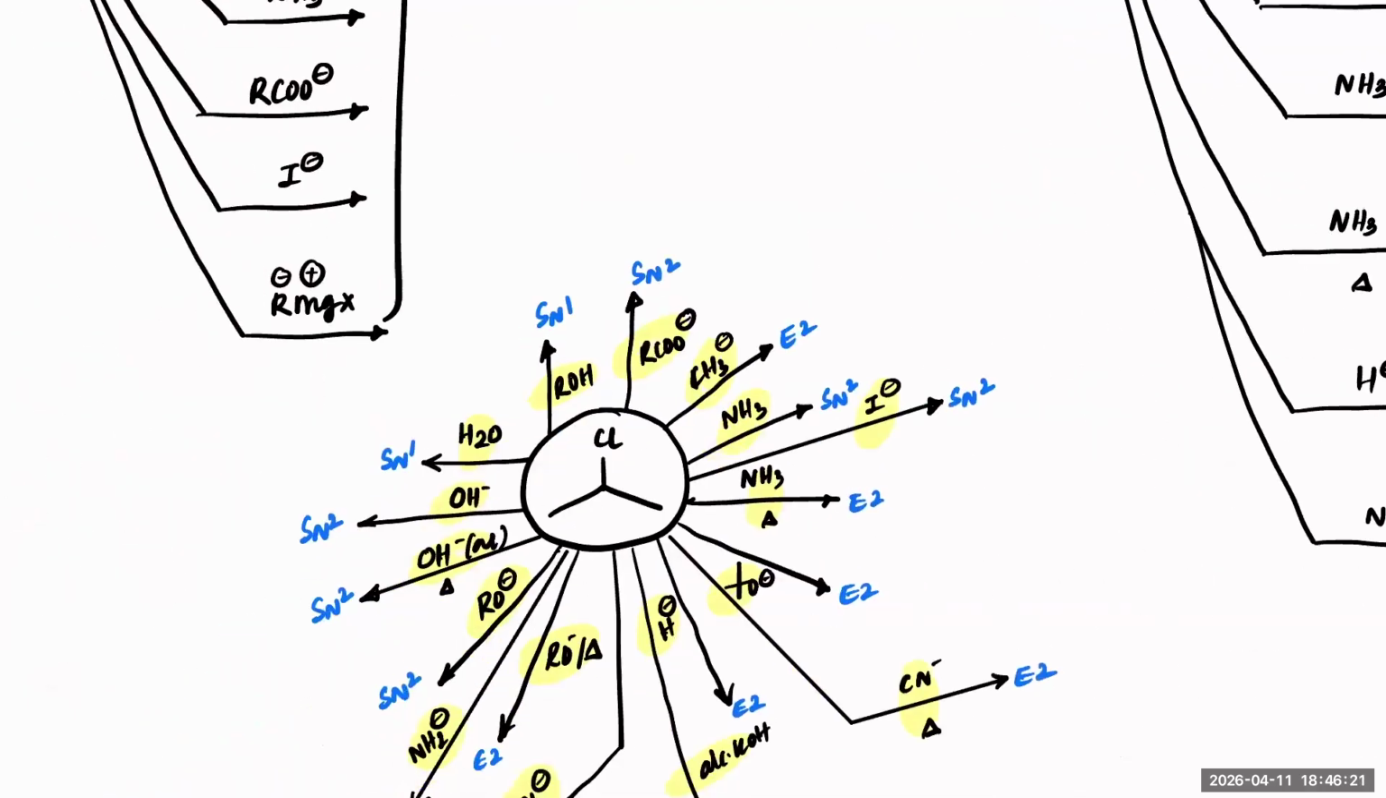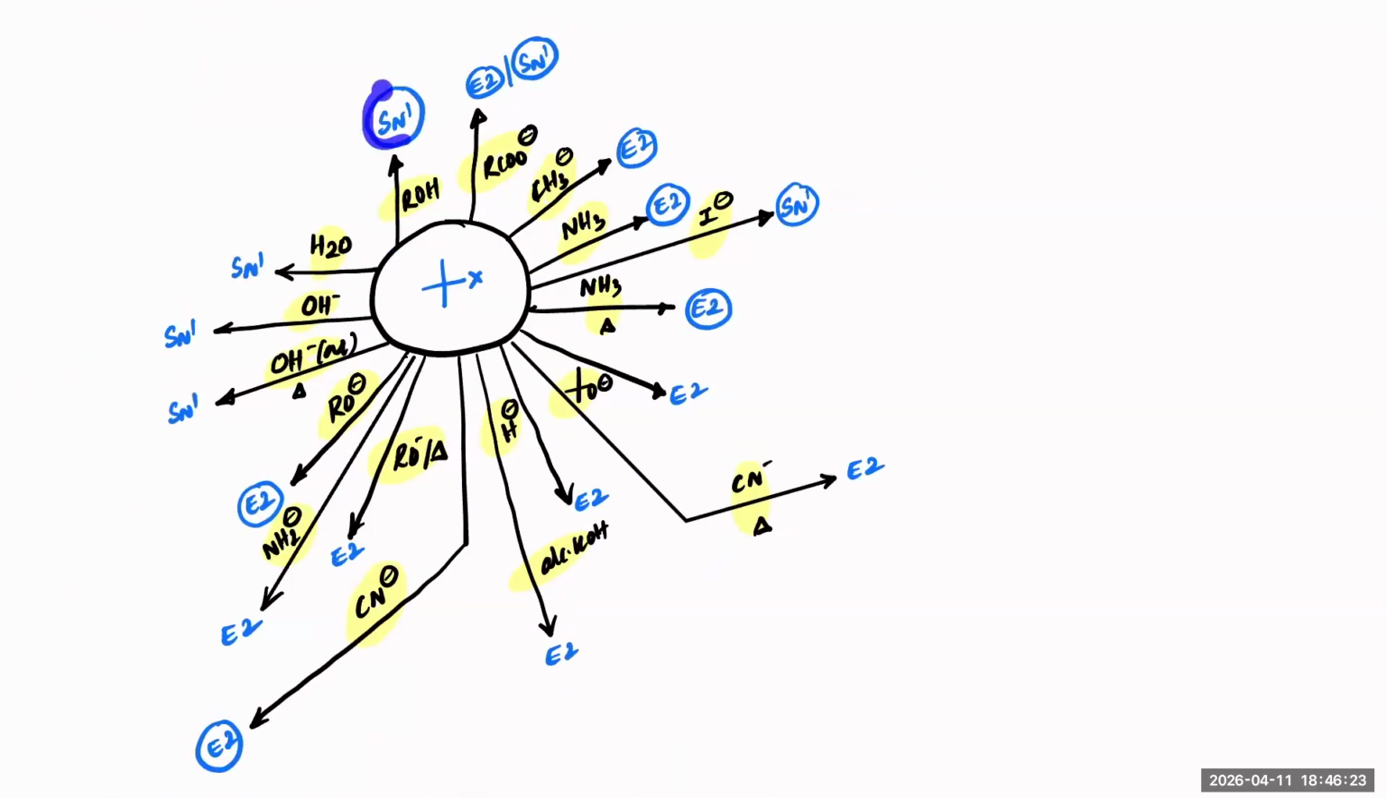Last one, tertiary. In case of tertiary, if it is simple alcohol, SN1. Water, SN1. OH minus, SN1. OH minus aqueous, SN1, with heat or without heat, always SN1. RO minus, E2. Now see, RO minus is actually supposed to utilize heat, correct? But even without heat, if RO minus is mentioned on a tertiary position, you will go for elimination more than anything. NH2 minus, heat or no heat, E2. RO minus and heat, definitely E2.